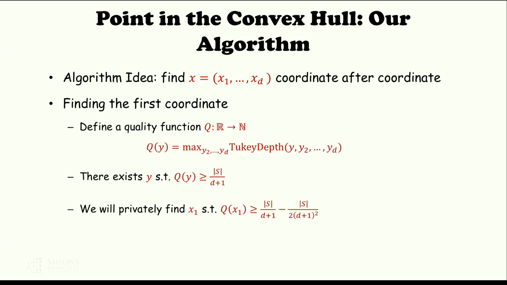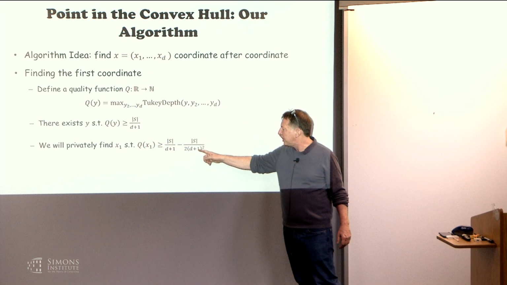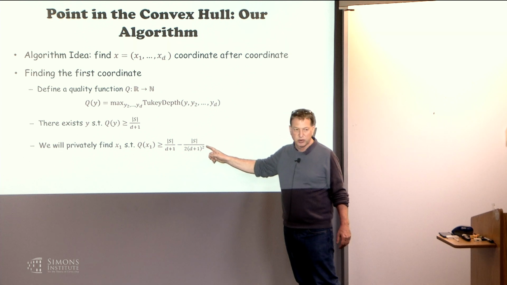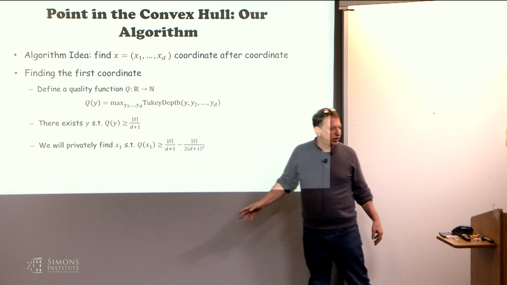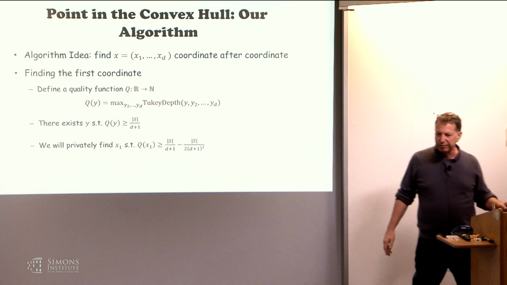And what we find, and I'll say something about how we do it, is a point x1 whose quality is not as promised, but we add some deterioration, s over 2 times d plus 1 squared. So we lose something in the quality of the point we find. By differential privacy, we have to lose something.